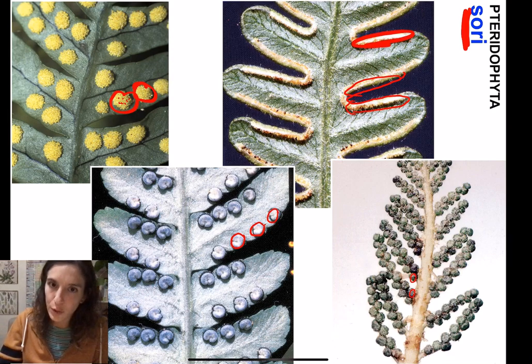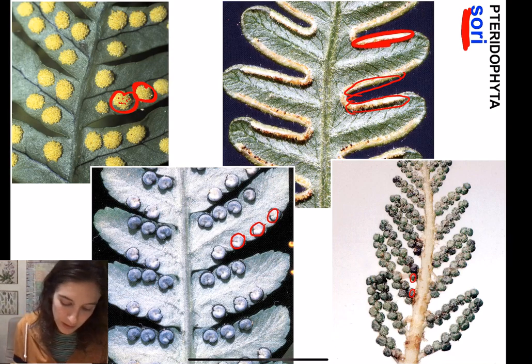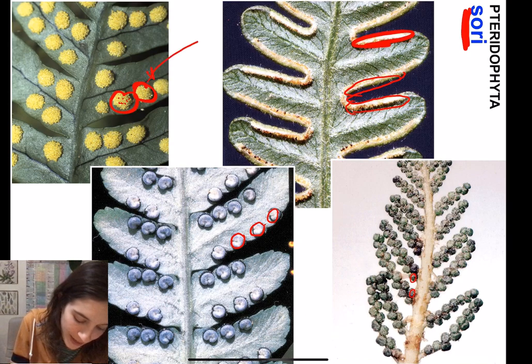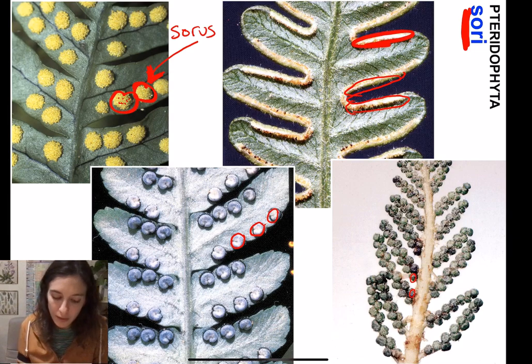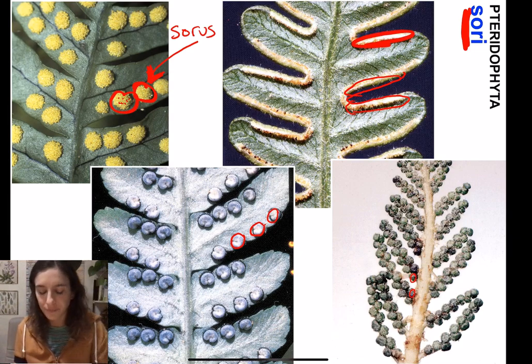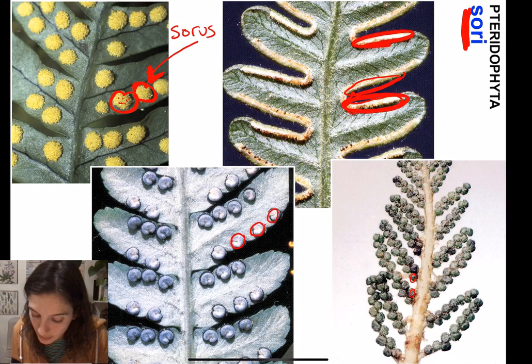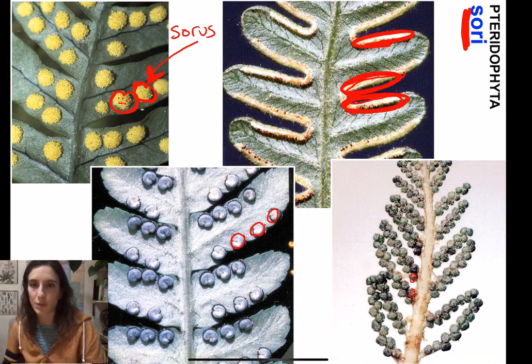Notice I say these, plural. One of these is a sorus. So let me just label this one that I've circled right there. That is a sorus. Together, these two are sori. Or like this one linear one. Maybe that's a sorus. I don't know. Sort of hard to tell what the distinction is between sori and that one.